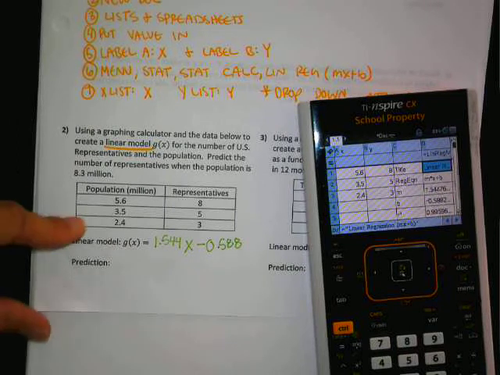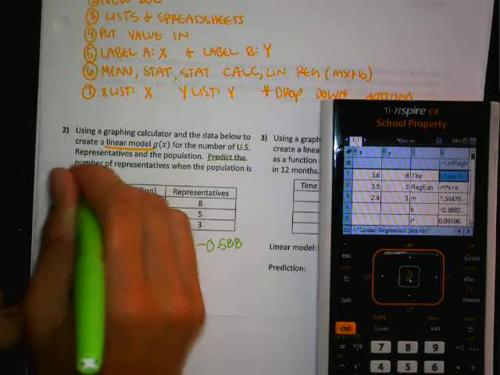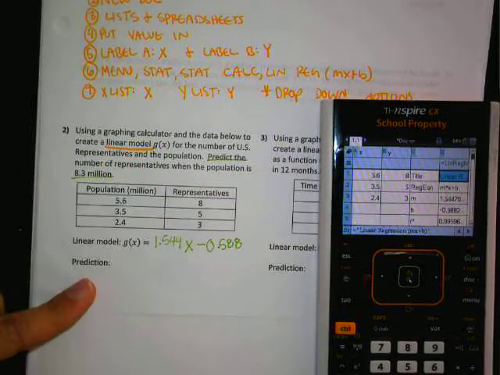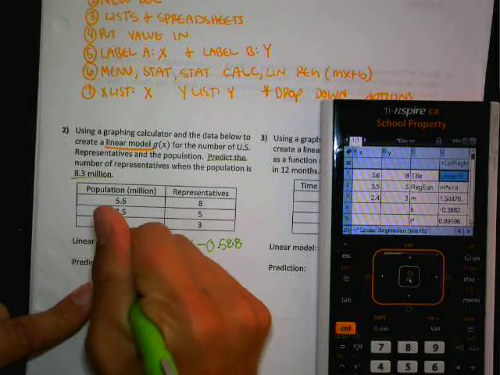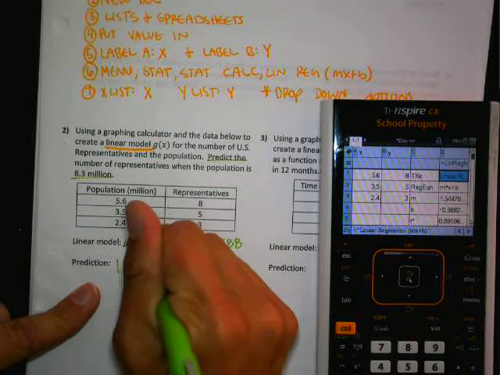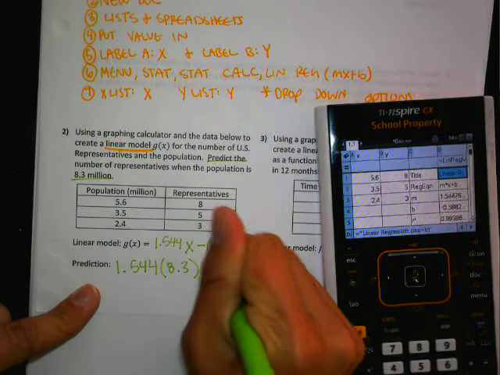Okay. For the prediction, it says predict the number of representatives if you have 8.3 million people. So where am I going to plug in 8.3? For X, very good. So 1.544 times 8.3 minus 0.588.